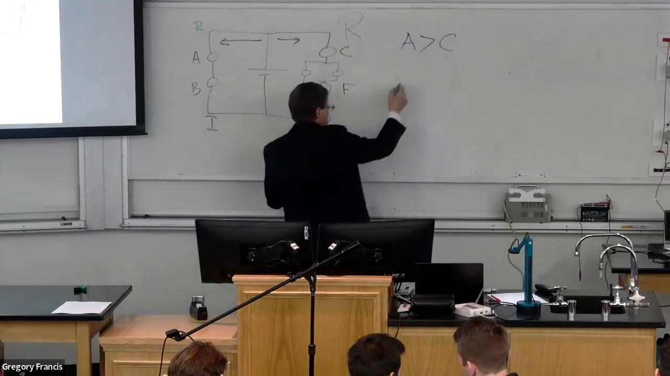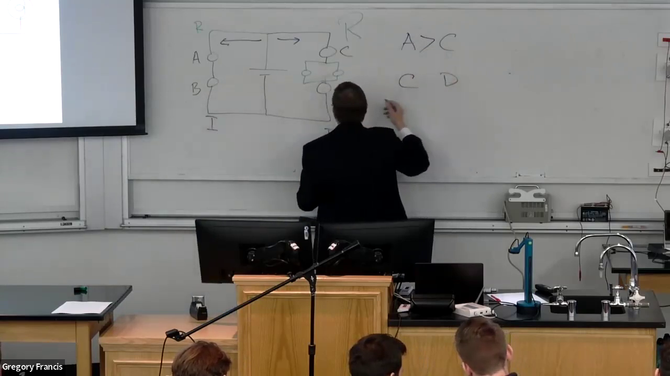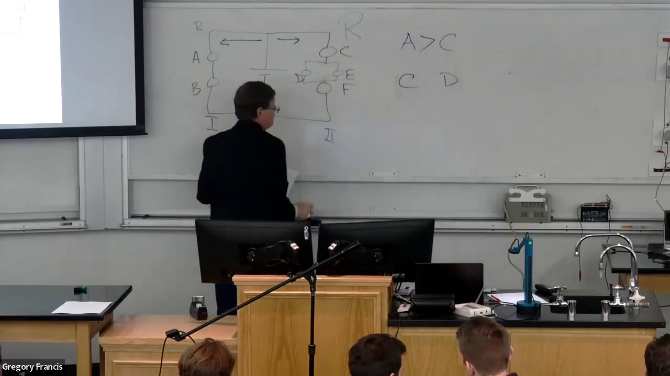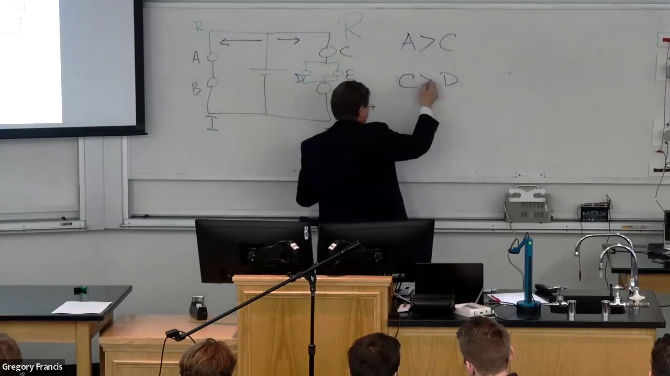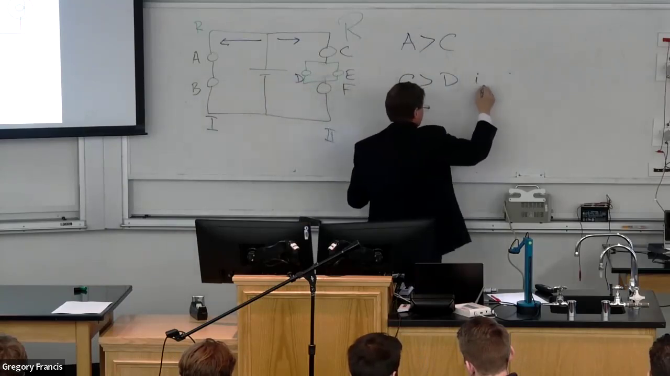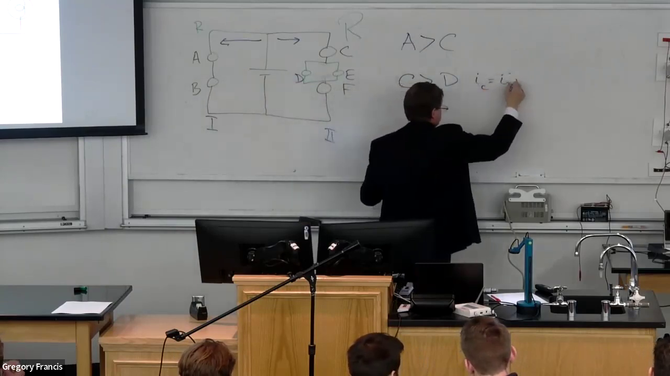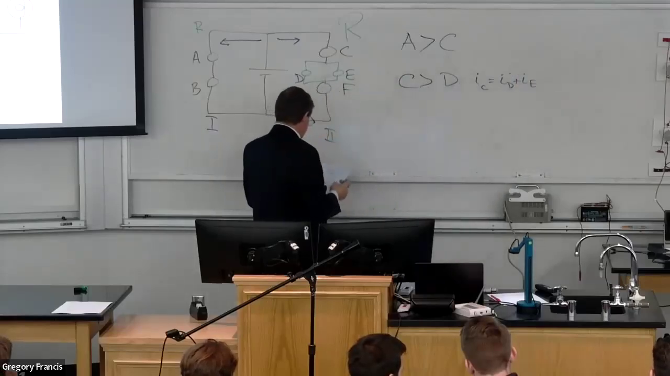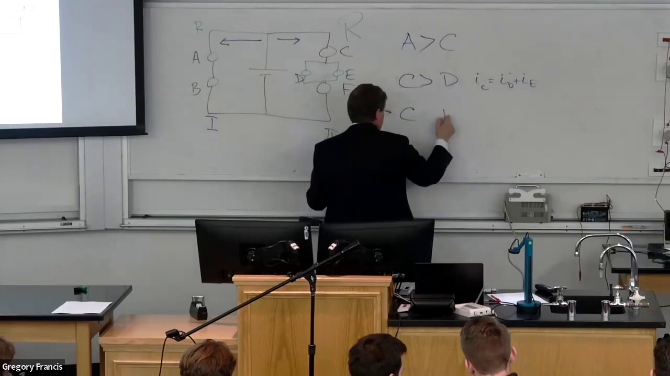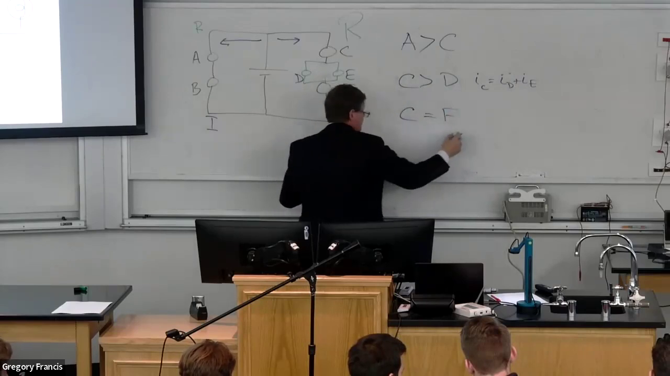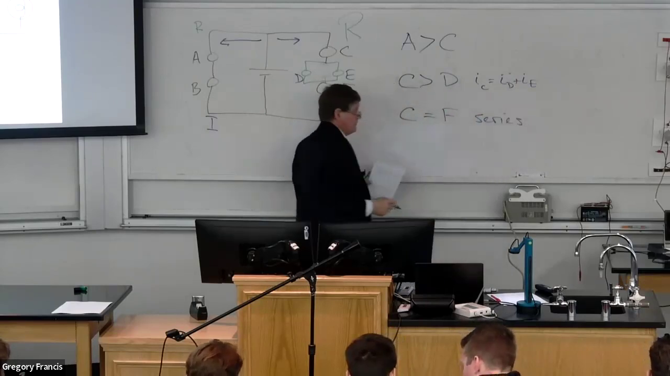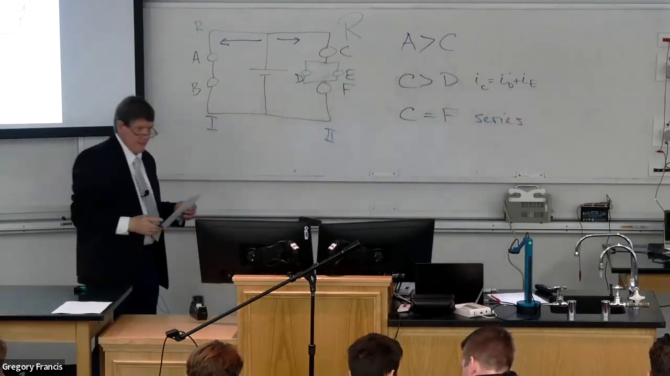If we compare C to D, well, that's an all versus part. I know that the current through C is equal to the current through D plus the current through E. And then when we compare C to F, they are equal, and I can justify that with one word: series. Okay?